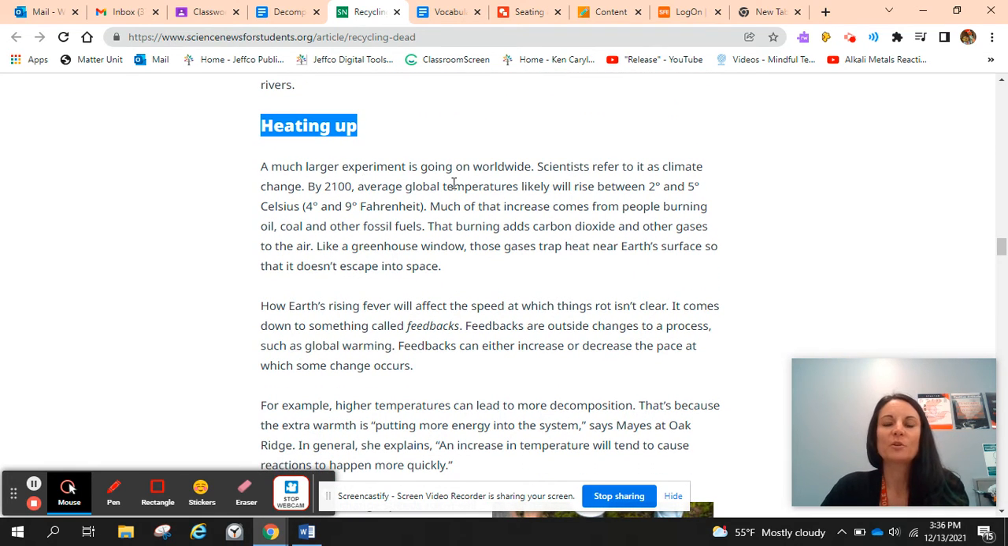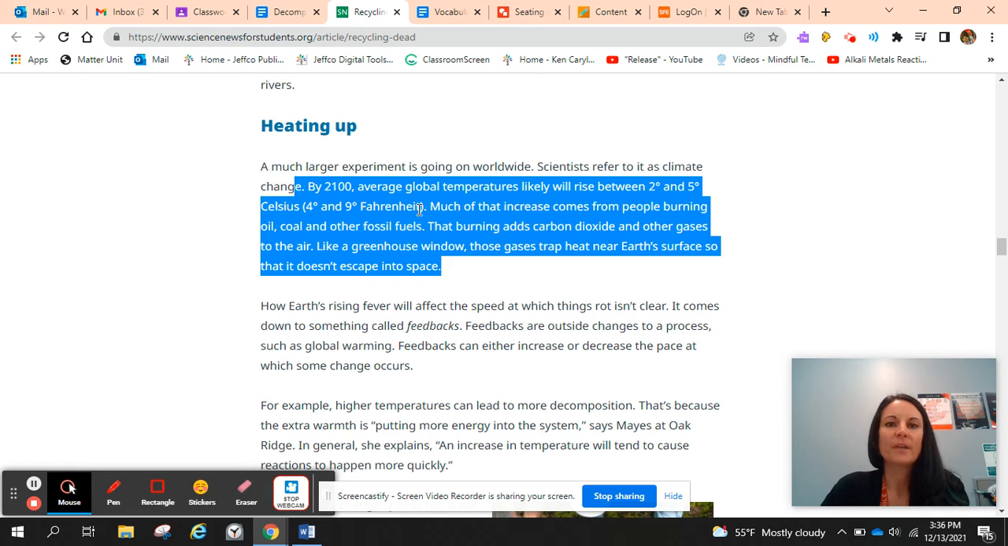A much larger experiment is going on worldwide. Scientists refer to it as climate change. By 2100, average global temperatures likely will rise between 2 and 5 degrees Celsius or 4 and 9 degrees Fahrenheit. Much of that increase comes from people burning oil, coal, and other fossil fuels. That burning adds carbon dioxide and other gases to the air. Like a greenhouse window, these gases trap heat near Earth's surface so that it doesn't escape into space.